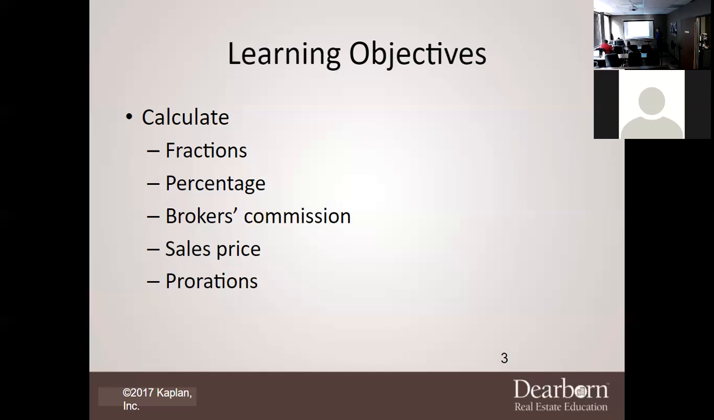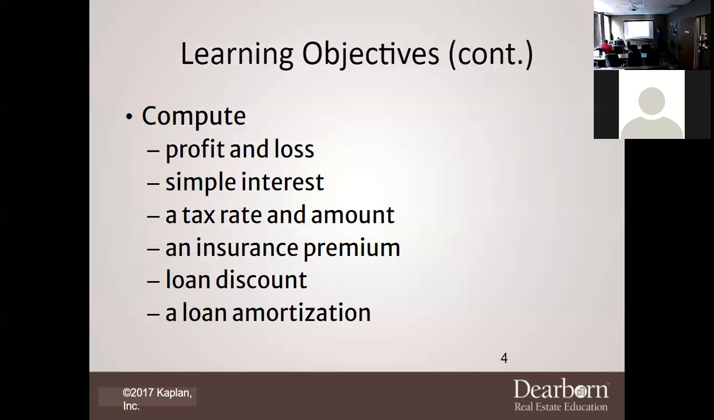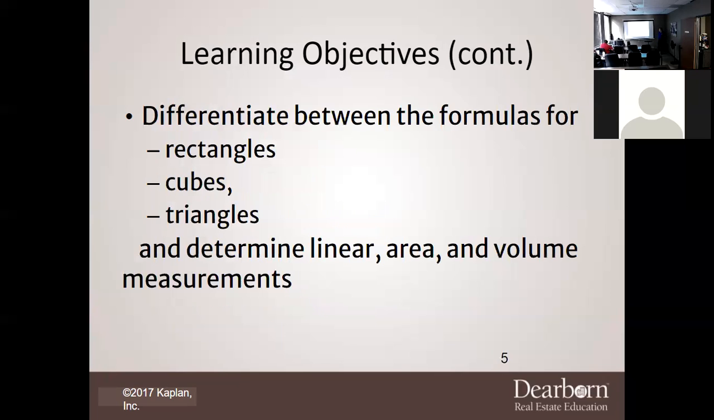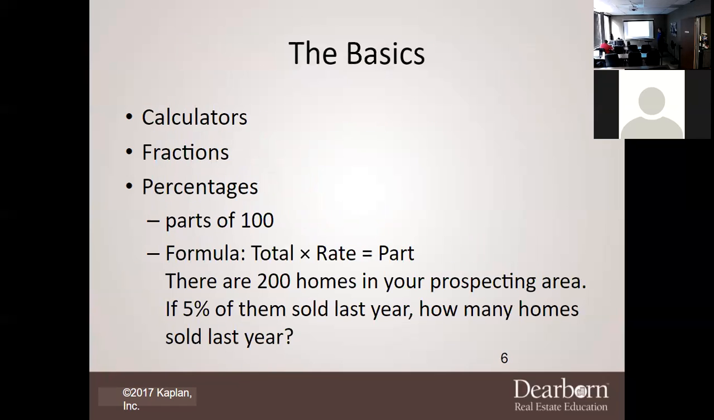And then we're going to learn about sales price, and then we're going to talk about prorations. And then we're going to compute. Yeah, we're going to use the big words. Compute profit and loss, simple interest, a tax rate and amount, an insurance premium, loan discount, and a loan amortization. We'll further differentiate between the two formulas for a rectangle, cube, and triangle, and determine the linear area and volume measurements.